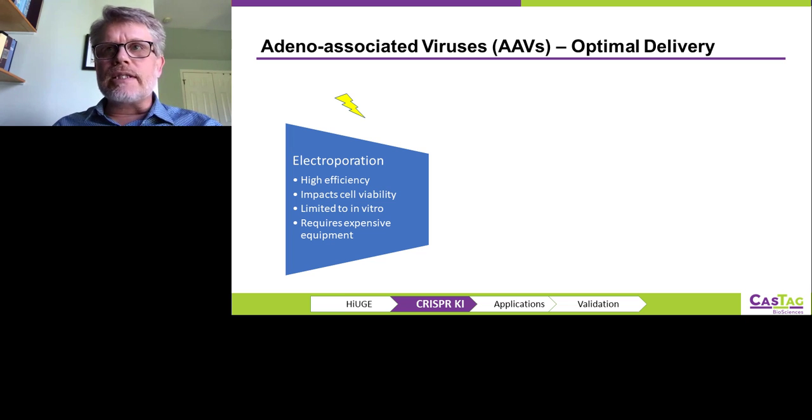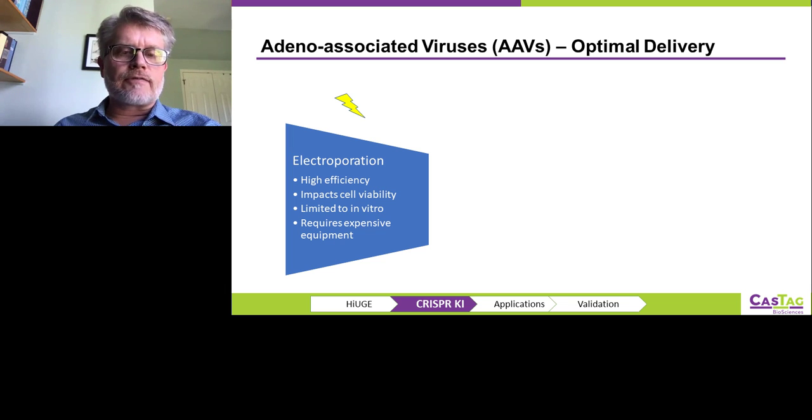This is generally limited to in vitro cells in culture. This is where it's found most of its use. I would note that there are some cases where you can apply electroporation in vivo. However, the majority of the cases are used in vitro. And of course, the biggest downside of electroporation is that it can require expensive equipment as well as extensive optimization for your cell type of interest.